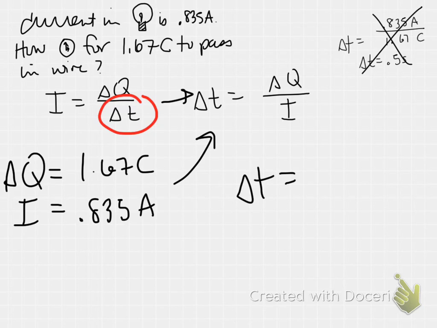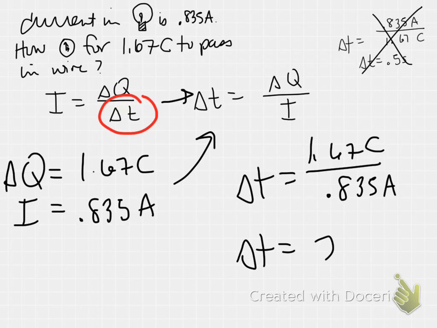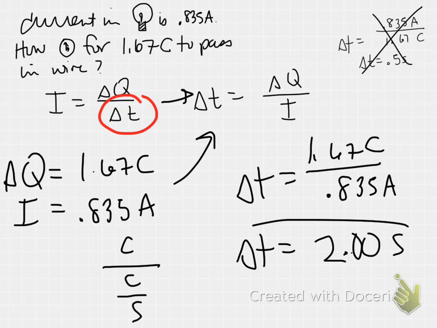Delta T equals Q, charge, which we remember from Coulomb's law problems briefly, 1.67 coulombs divided by 0.835 amps. So we get as a raw answer 1.67 divided by 0.835. We get delta T equals 2 seconds. And of course, 1 coulomb divided by a coulomb per second, invert and multiply, we get seconds. It works out dimensionally. Dimensional analysis is so handy.